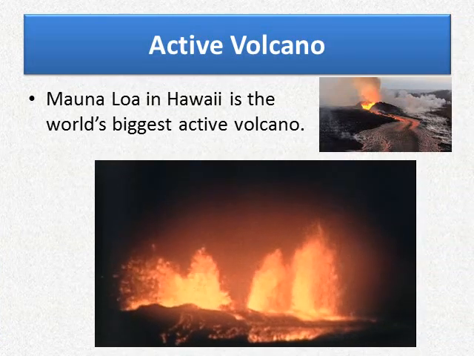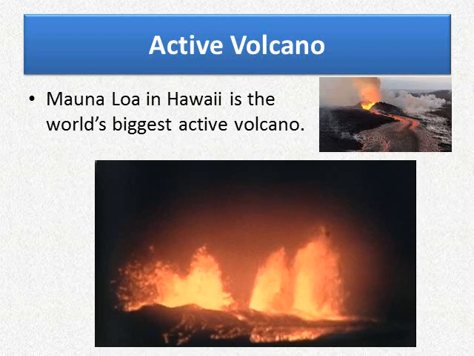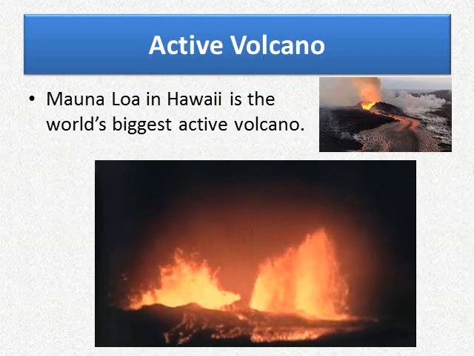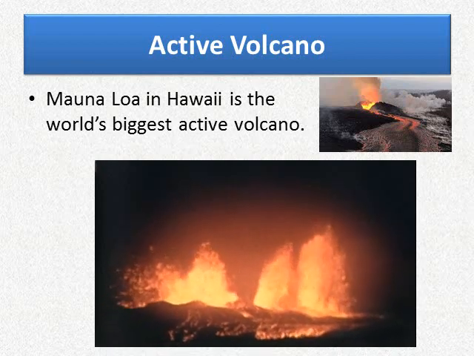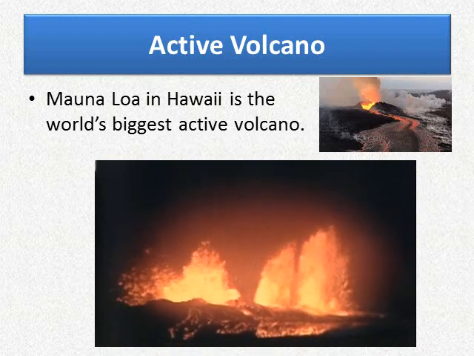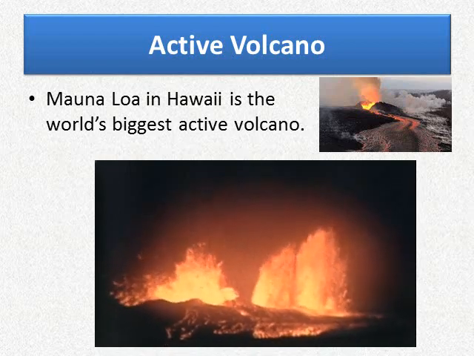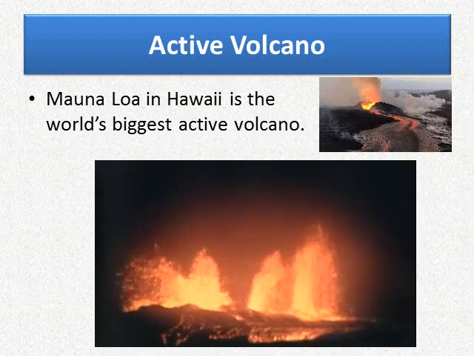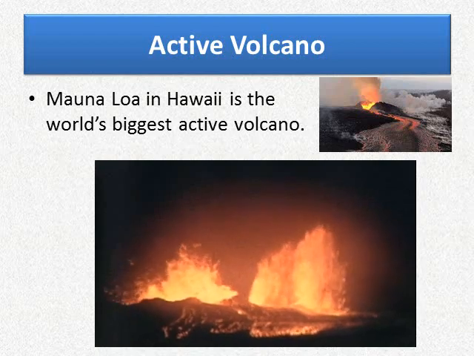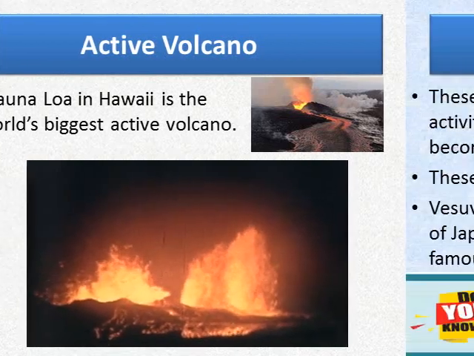The world's biggest active volcano is Mauna Loa in Hawaii. Mauna Loa is one of the 5 volcanoes that form the island of Hawaii in the US state of Hawaii. It is in the Pacific Ocean. It is the largest subaerial volcano in both mass and volume.